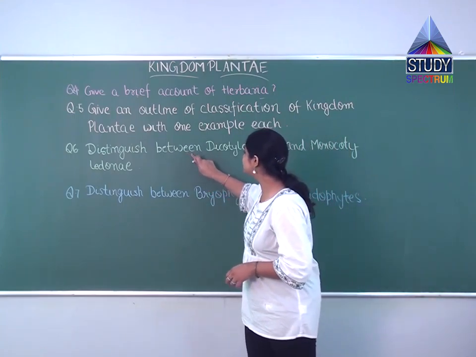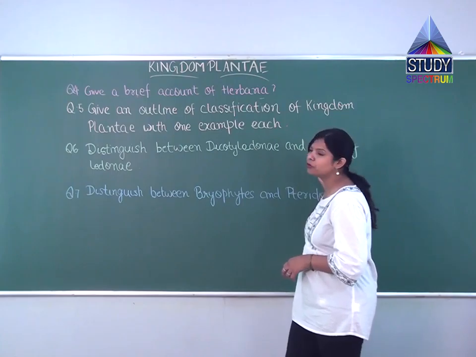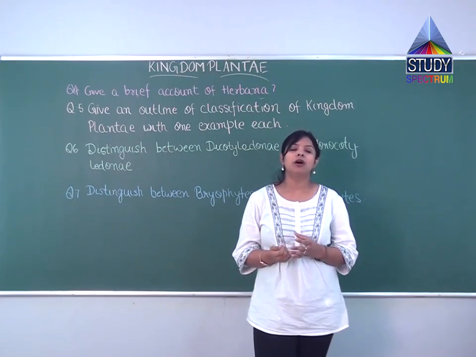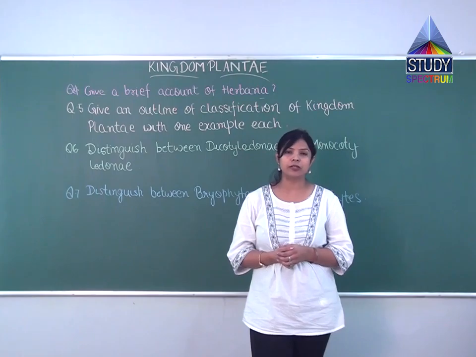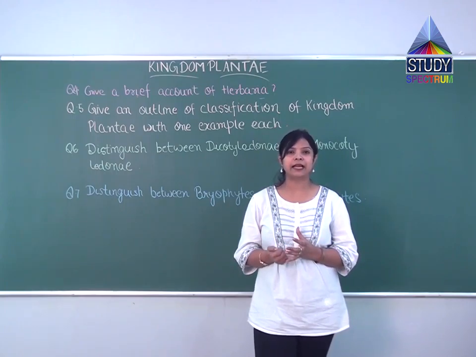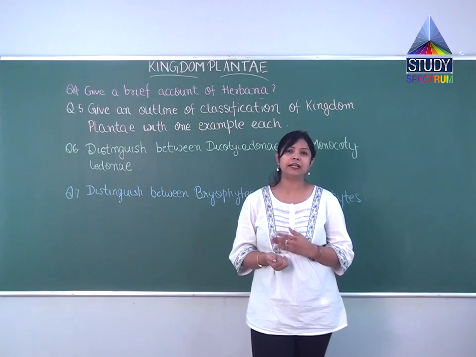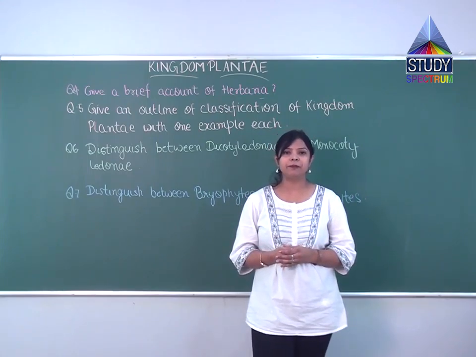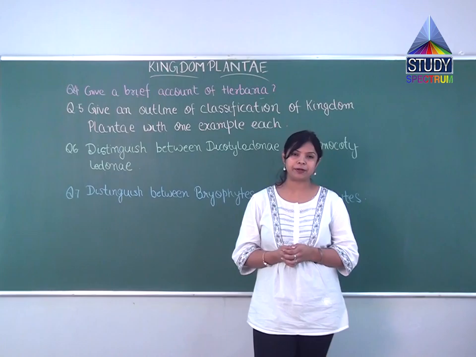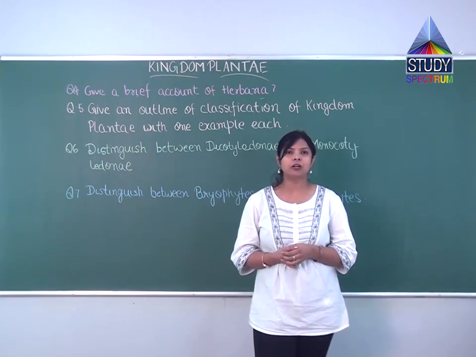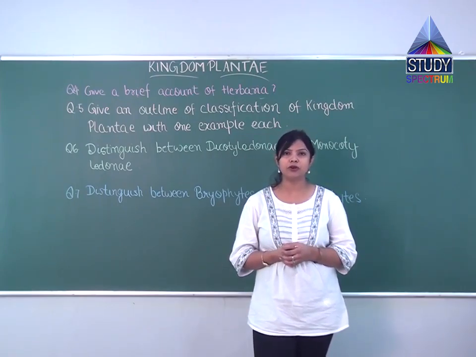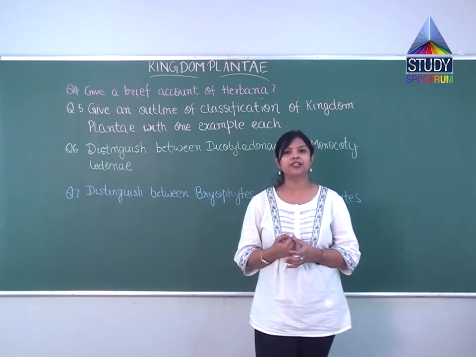Now the next question is, distinguish between dicotyledon and monocotyledon. As we have seen, angiosperms are divided on the basis of their cotyledons, that is dicotyledon and monocotyledon. What are cotyledons? The leaves which are present inside the embryo. In dicotyledons, two cotyledons are present in the seed, whereas in monocotyledons only a single cotyledon is present inside the embryo. In dicot plants the root system is taproot, whereas in monocot plants it is adventitious root.